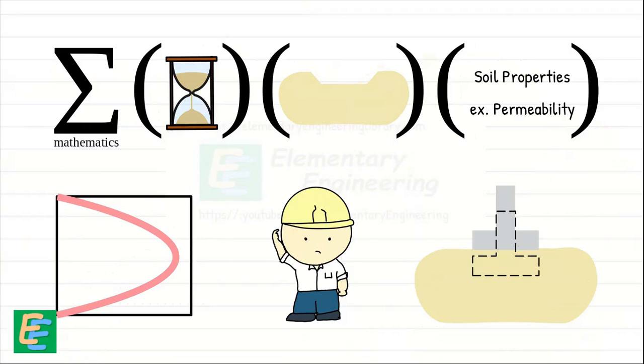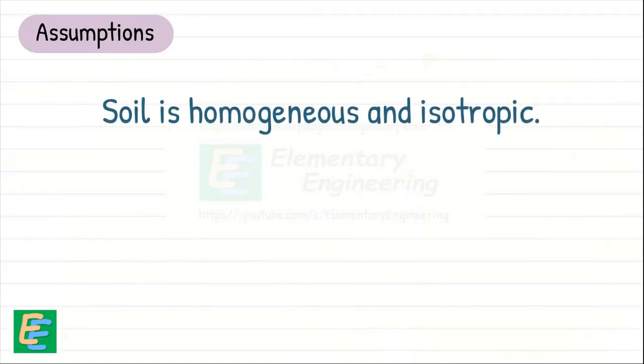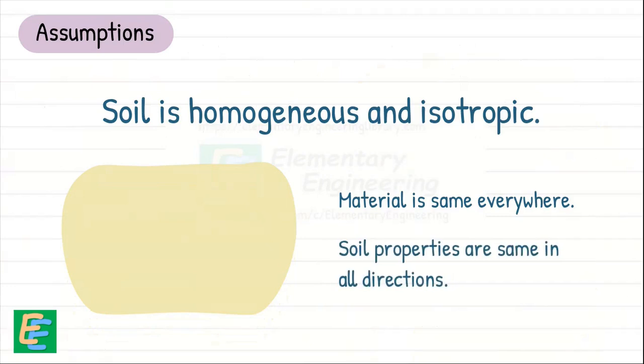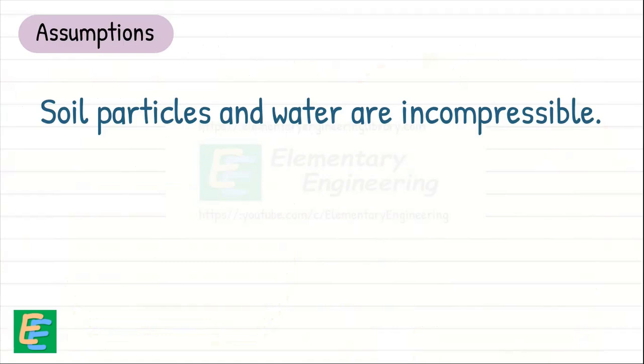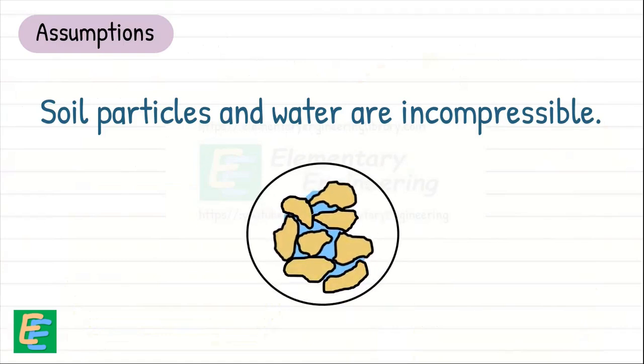To simplify the analysis, Terzaghi made several assumptions. First, the soil is homogeneous and isotropic, which means the soil material is the same everywhere and its properties are the same in all directions. Second, the soil is fully saturated. Third, the soil particles and water in the voids are incompressible. Hence, when the soil is compressed, the consolidation occurs only due to the expulsion of water from the voids.